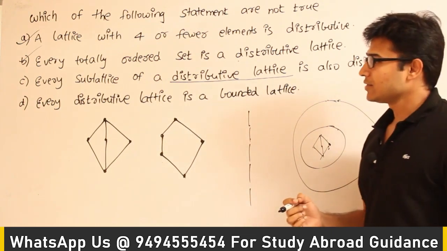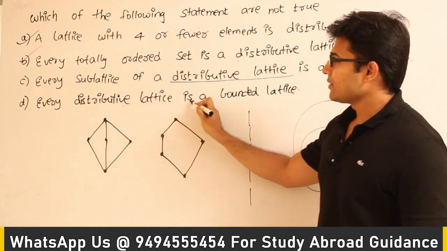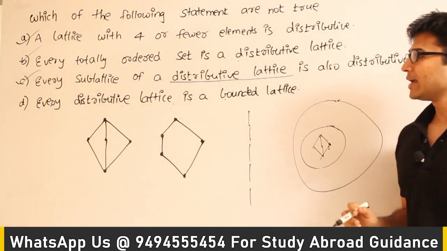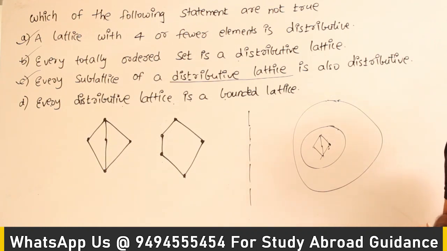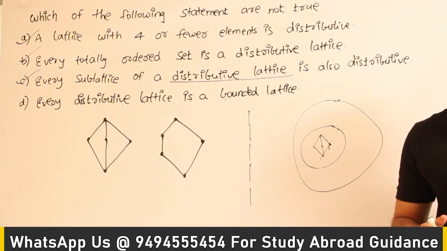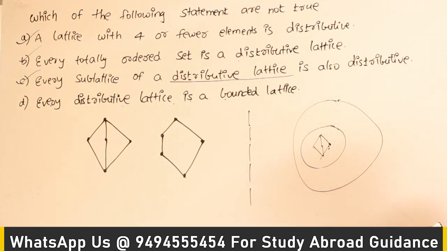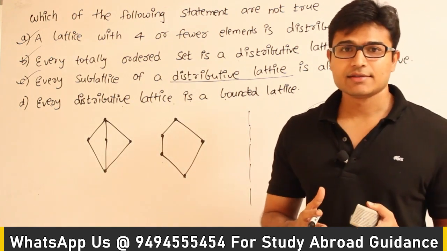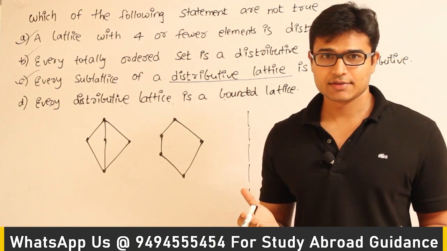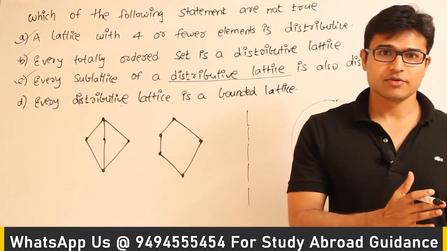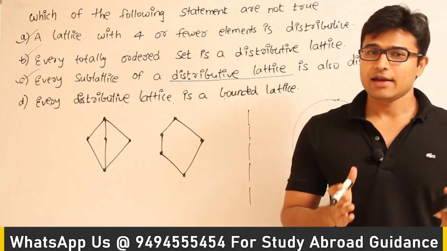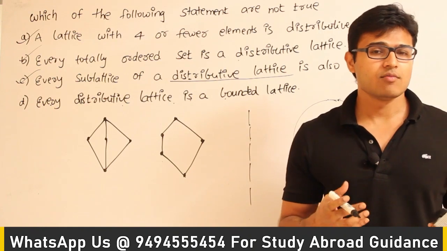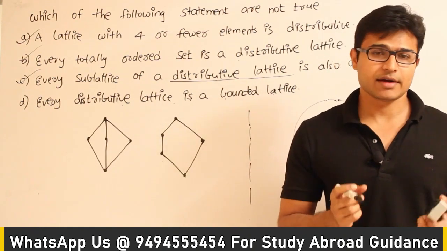Got it? And the next one is, every distributive lattice is a bounded lattice. So they are saying that every distributive lattice has to be bounded. Is it true? Now you can give me a chain. There is no relation between a distributive lattice and a complemented lattice. A distributive lattice is different and a complemented lattice is different, and a distributive lattice is different and a bounded lattice is different. So we need not include the bounded lattice definition in the distributive lattice.